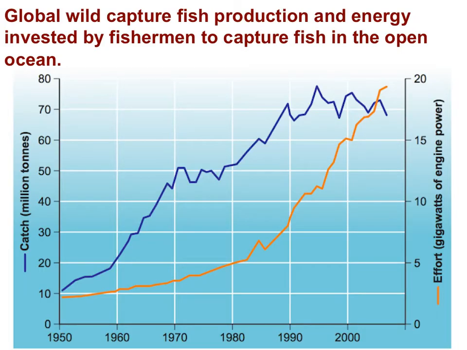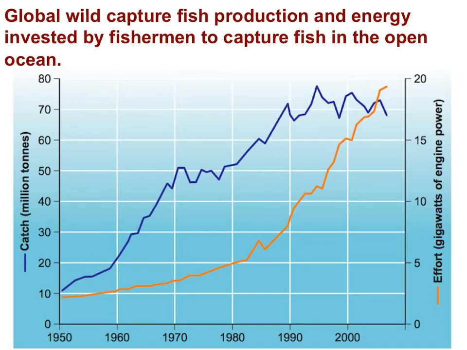This graph shows the global wild capture fish production with its curve in blue, and it shows the energy invested by fishermen to capture fish in the open ocean, and the curve is in orange. Now, the quantity of fish captured wild leveled off after the year 1990, despite an increasing amount of energy invested by fishermen. Fishermen were fishing harder, but not getting more for their effort.